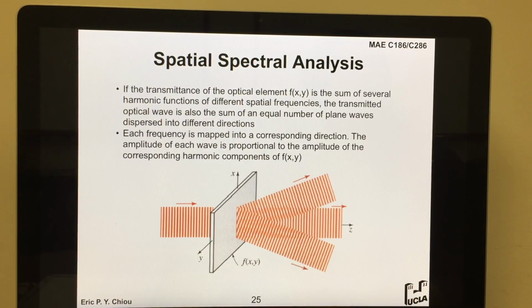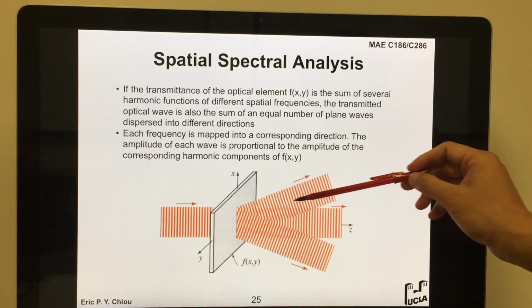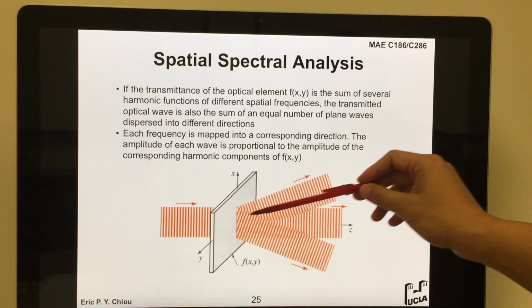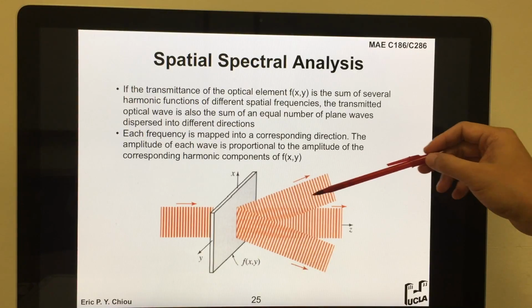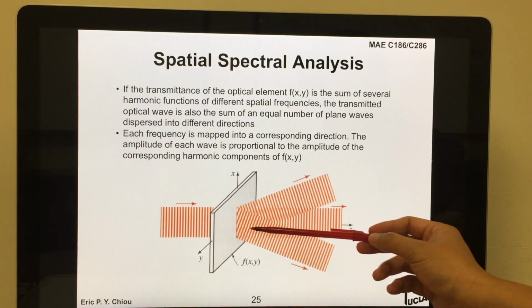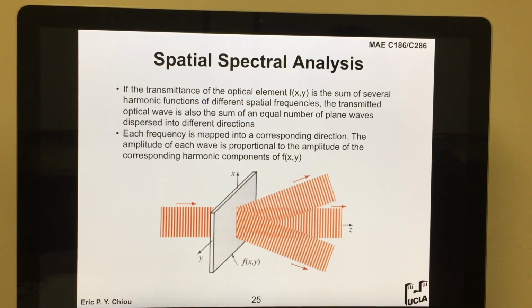So if you explain it from the Fourier transform point of view, the Fourier transform is trying to extract the amplitude represented by the different plane waves propagating in different directions.